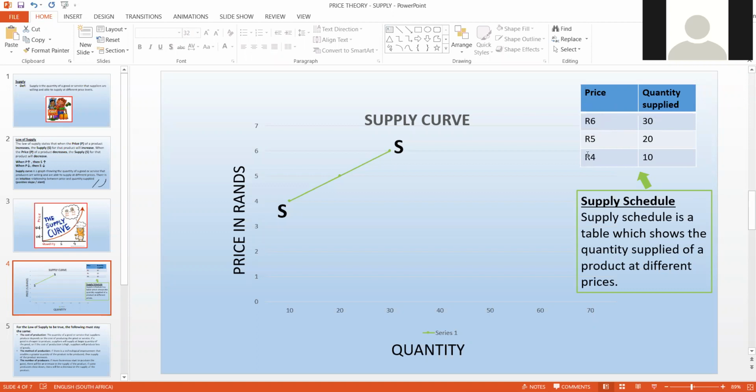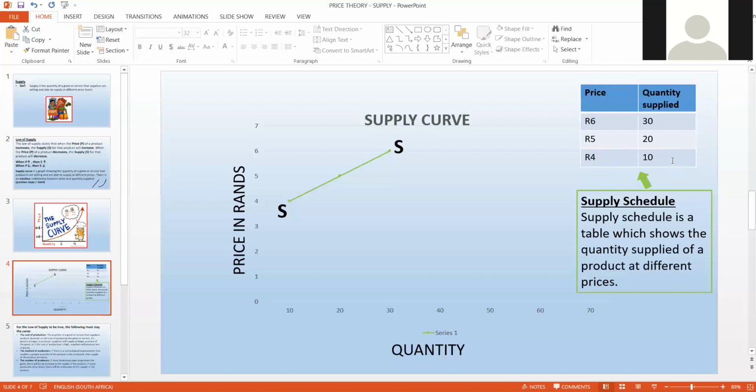If I can only get R5 for my Twiggles chips, then I might be willing to supply less, only 20, because that's not really worth my while to only get R5 per packet of chips. If the price goes down to R4 in the market for whatever reason, and I can only sell the chips for R4, can you see that I'll only be willing to sell 10 of those packets of chips, because I'm literally not going to make any profit.